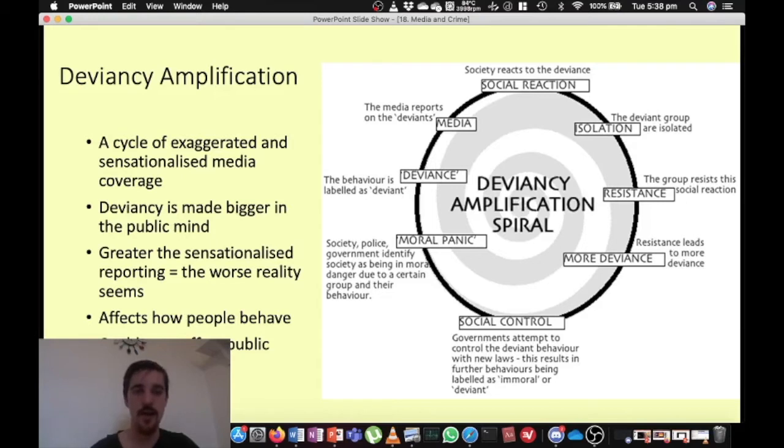You can see I have a wonderful picture going on here, which shows how the social reaction leads around to this cycle. So there's a cycle of exaggerated and sensationalized media coverage. Deviancy is made bigger in the public mind, as well as in those of politicians and even the police. And the more sensationalized things become, the worse reality seems, even if in some cases there is actually very little danger to the public.